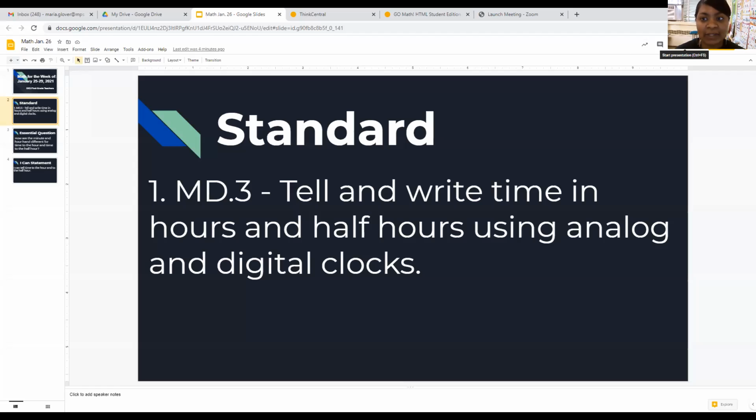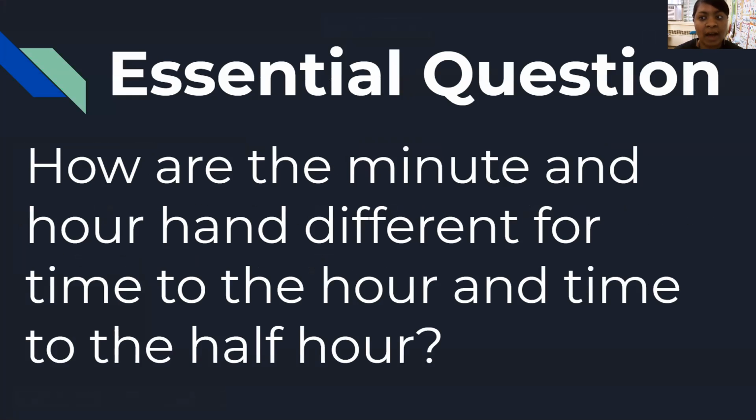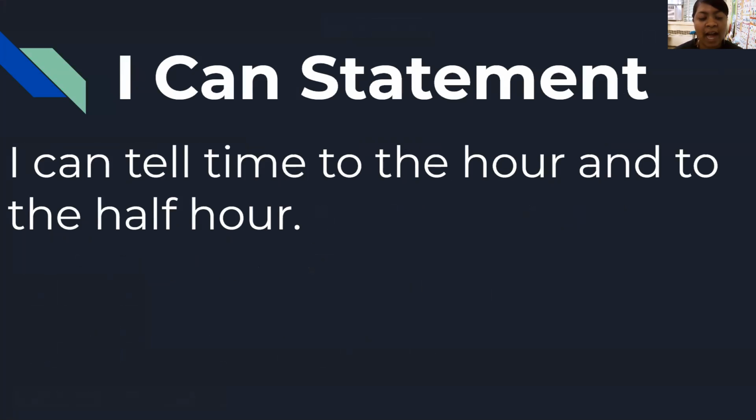Our standard is 1MD3, tell and write time in hours and half hours using analog and digital clocks. Our essential question is, how are the minute hand and the hour hand different for time to the hour and time to the half hour? And our I can statement is, I can tell time to the hour and to the half hour.